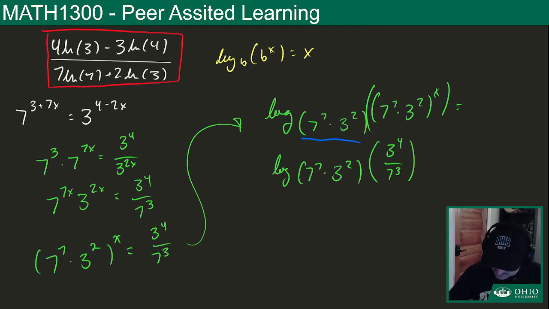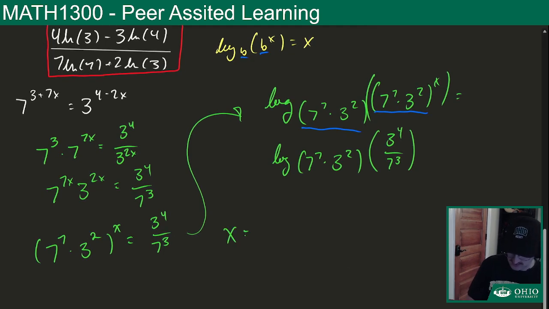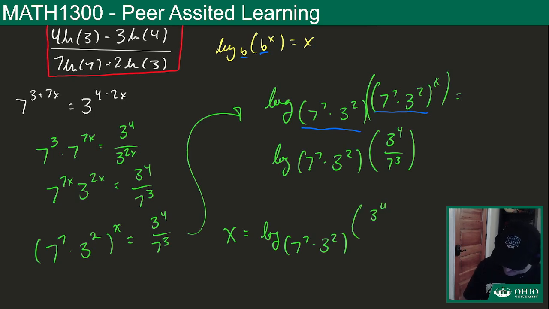this equation I have right here, I have base b, just like I do in this problem. So the left-hand side of my equation is going to reduce to x, and the right-hand side is going to be log, that's kind of ugly, let me rewrite that, log base 7 to the 7, 3 to the 2, of 3 to the 4 divided by 7 to the 3.